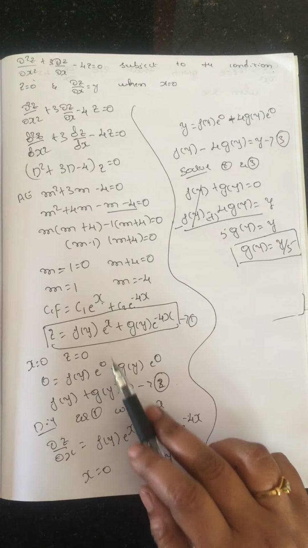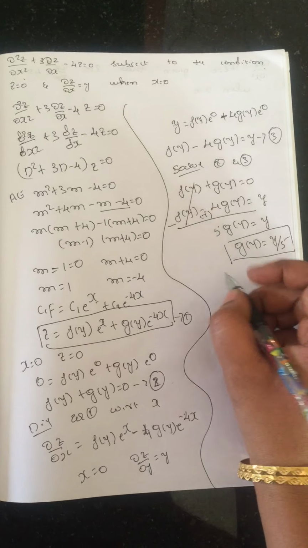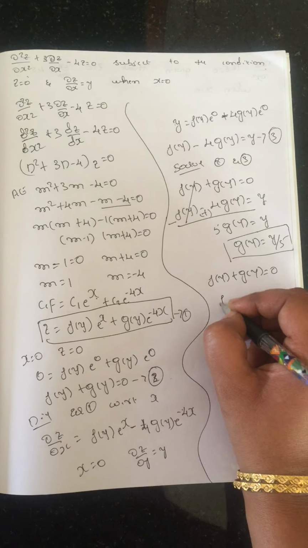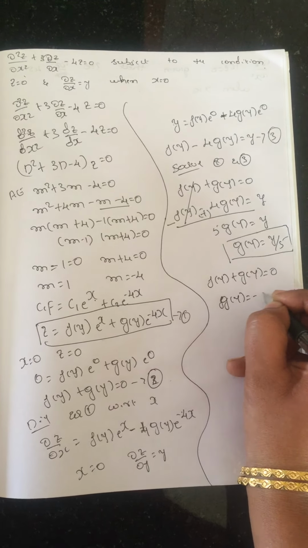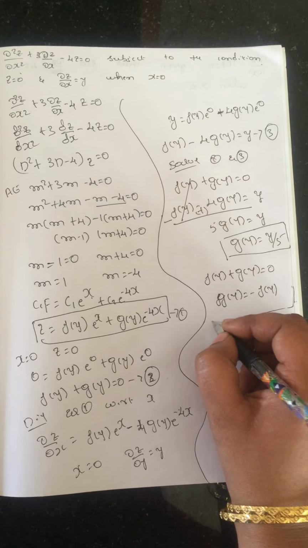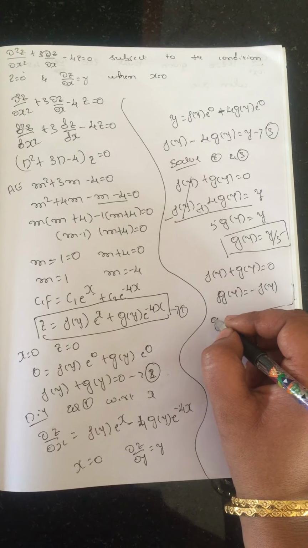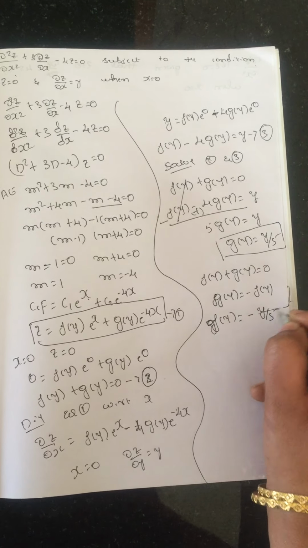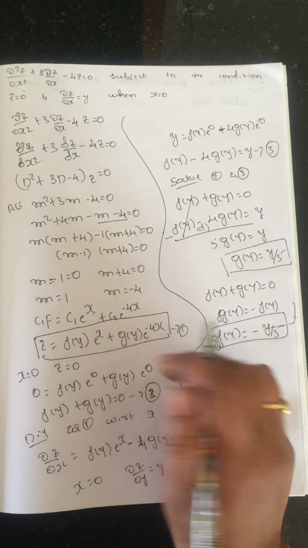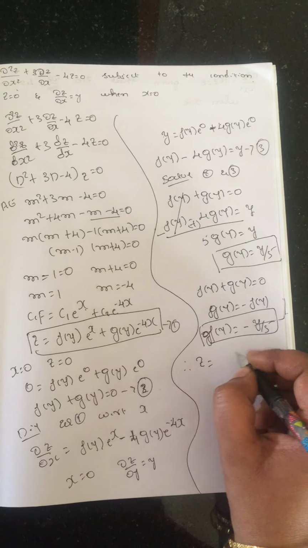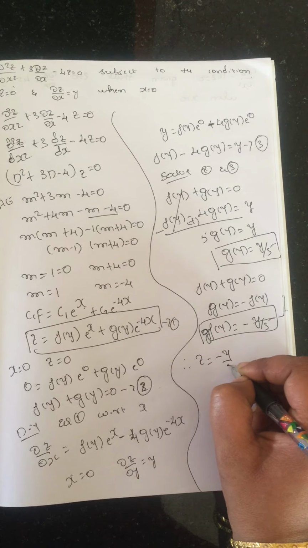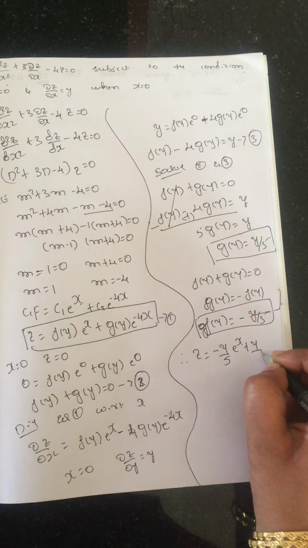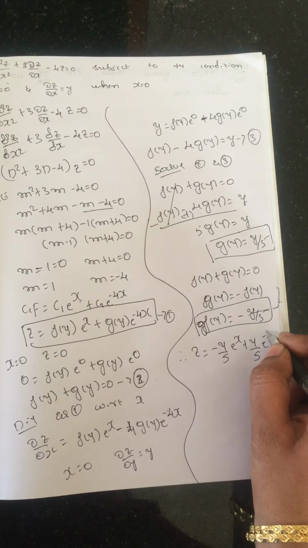Okay, next we have to find f(y). We know one relation from equation 2, f(y) + g(y) = 0. Then f(y) is equal to −g(y). Therefore, f(y) = −y/5. Now, these two values are substituted in 1. Therefore, z is equal to the f(y) value, −y/5, into e^x, plus the g(y) value, y/5, into e^(−4x).